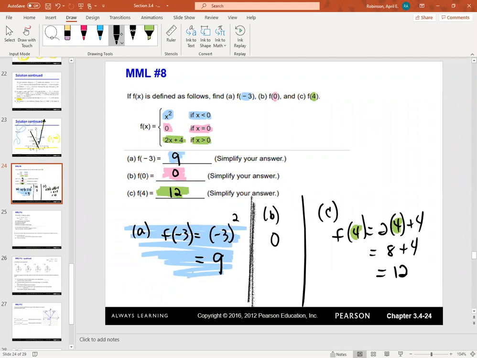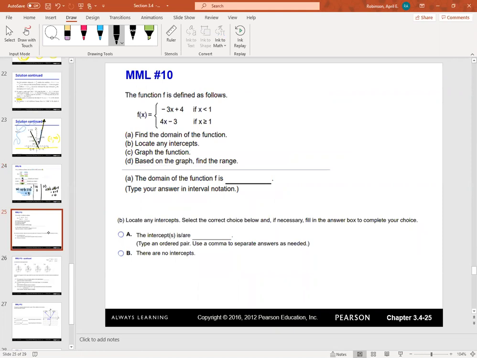All right, next is number 10. Let's see. The function f is defined as follows. You're gonna have negative 3x plus 4 for all of your x's that are less than 1. And then you'll switch to the function 4x minus 3 for x's that are greater than or equal to 1. And then they ask you four questions. First, find the domain of the function. The domain of the function is what your x's are. The x's for this first one are all less than 1. And then these are all greater than or equal to 1.